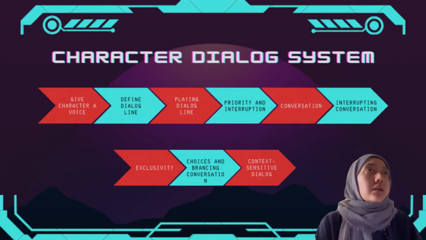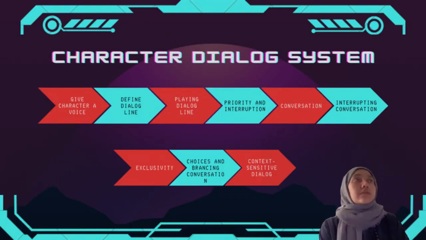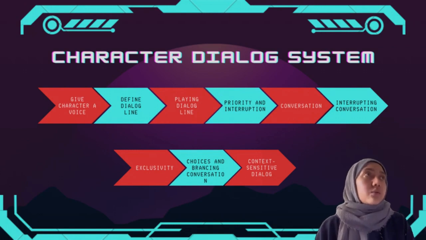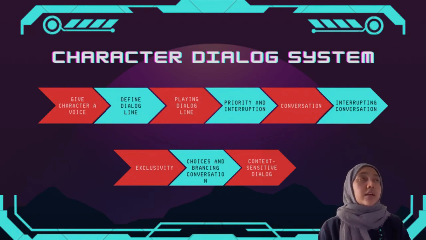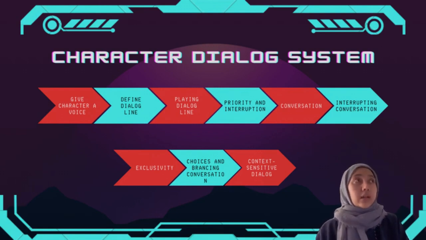The next one is the in-depth theory of the character dialogue system. The first one is to give a character a voice, where for this we catalog all possible lines and provide various things to say. The next one is defining dialogue lines, where the dialogue lines will be defined in a separate file for each character. Next is playing dialogue lines, where the dialogue lines will be stored in an array and then randomly shuffled. The next is priority and interruption, where each dialogue line is assigned a priority level. A higher priority dialogue line can interrupt a lower priority dialogue line.